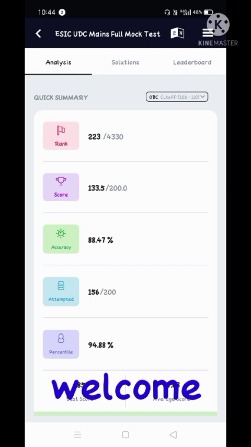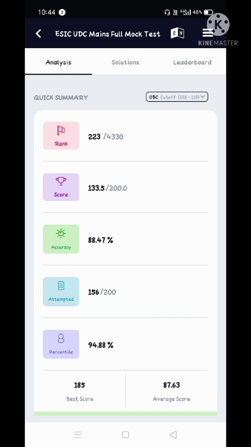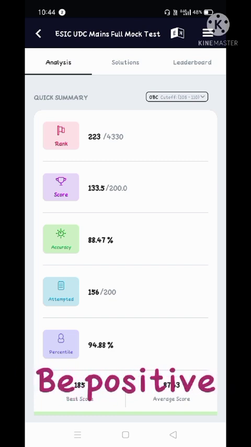Today I give the ESIC UDC mains mock from Testbook, and I will show you my rank and my score. I want to discuss the full analysis of this mock.